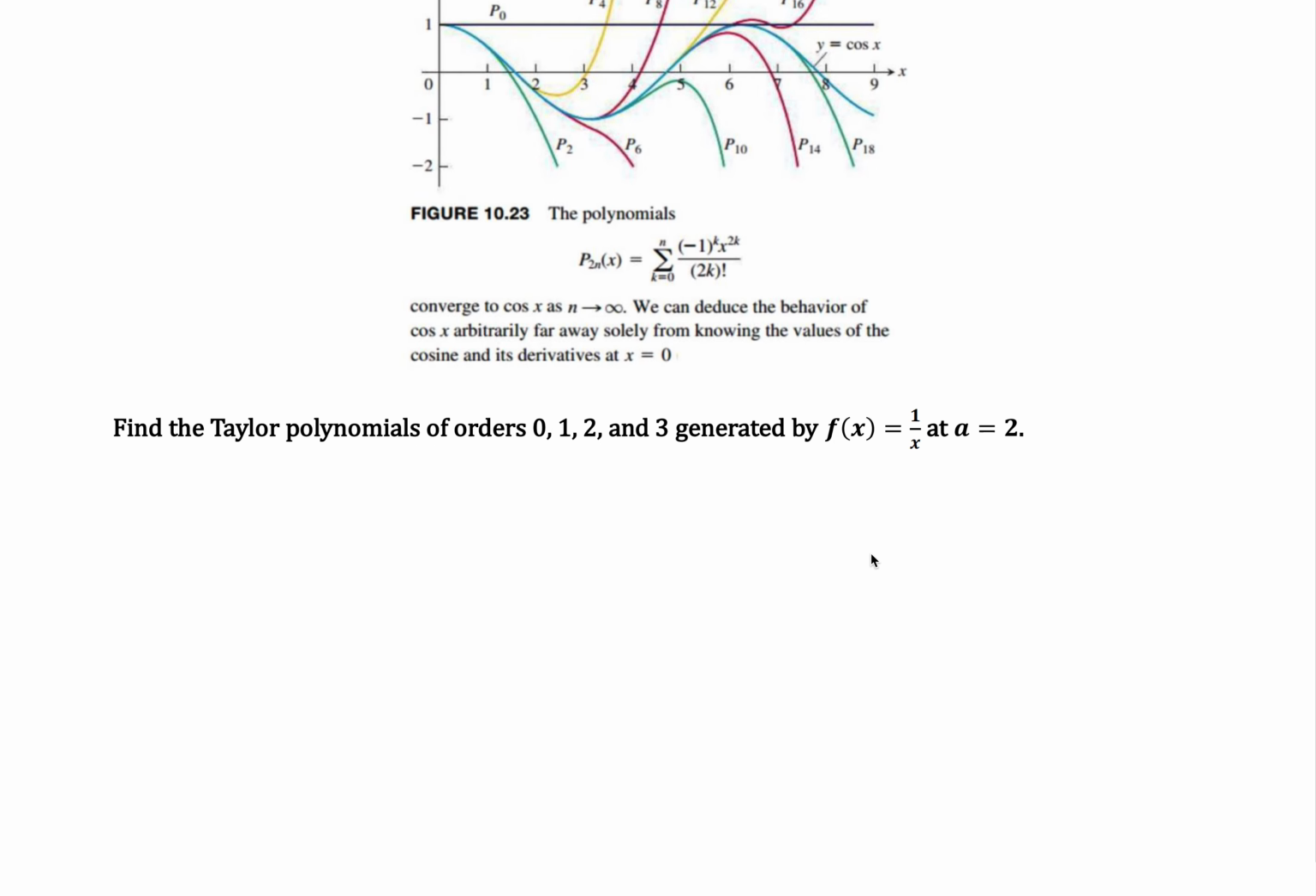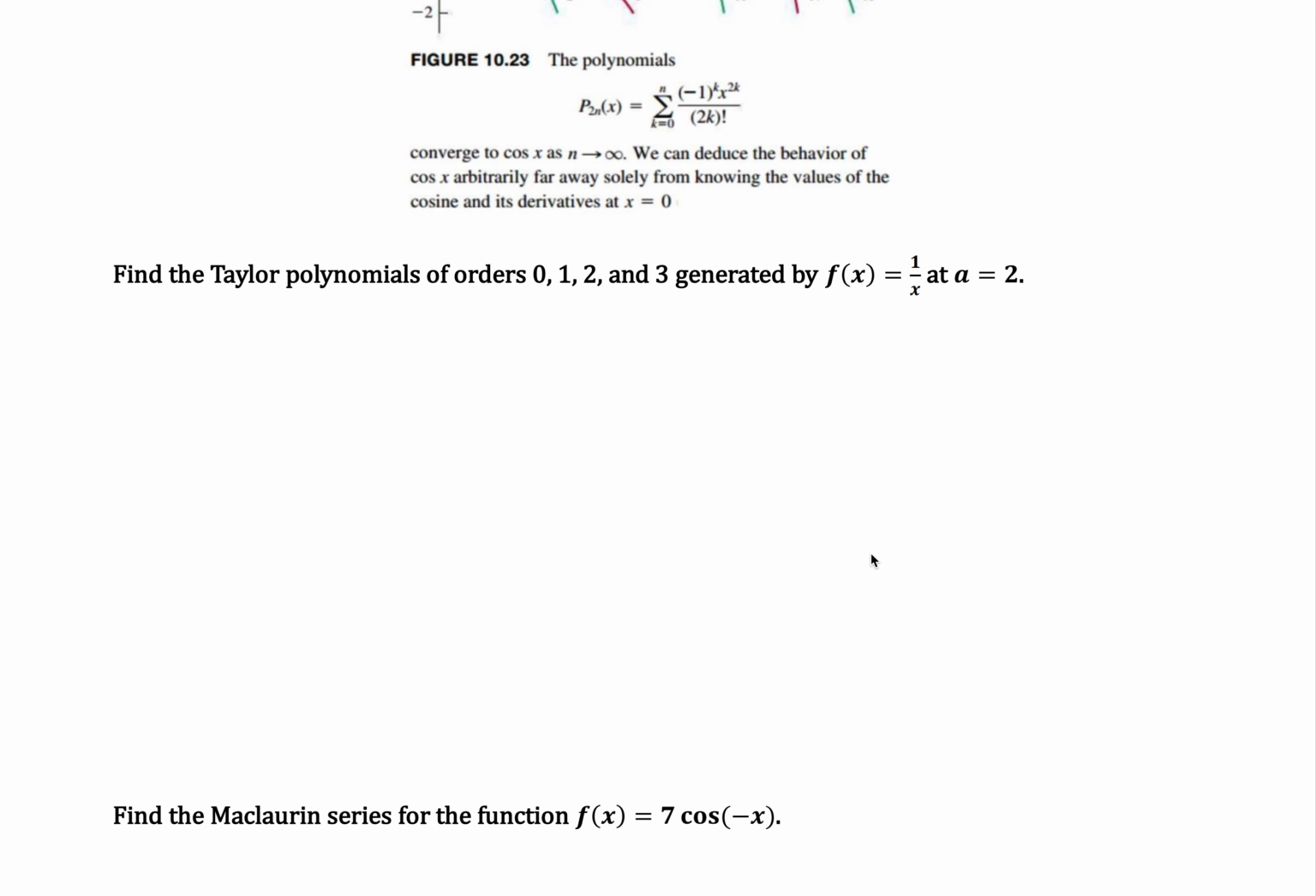So let me show you what an example would look like. We're going to find Taylor polynomials of orders 0, 1, 2, and 3. So we're going to find 4 polynomials here in total. Now, before I find the polynomials, I just want to, on the side, look at some of these derivatives. So f of x is 1 over x, and we're looking at a equals 2. Now, f of x is 1 over x, which can be rewritten as f of x equal to x to the negative first power.